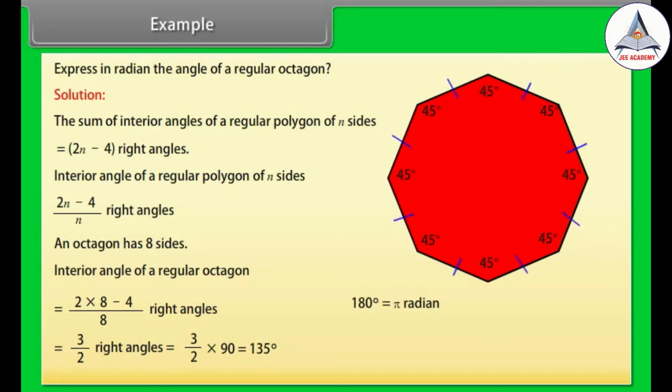180 degrees is equal to pi radian. 135 degrees is equal to pi/180 times 135 radian, which is equal to 3 pi by 4 radian.